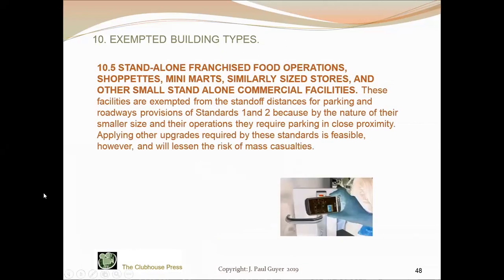Standalone franchised food operations, mini marts, etc., McDonald's, things like that. These facilities are exempted from the standoff distances for parking and roadway provisions because by the very nature of their smaller size and their operations, they require parking in close proximity, and applying other upgrades required by these standards is feasible and will lessen the risk of mass casualties.